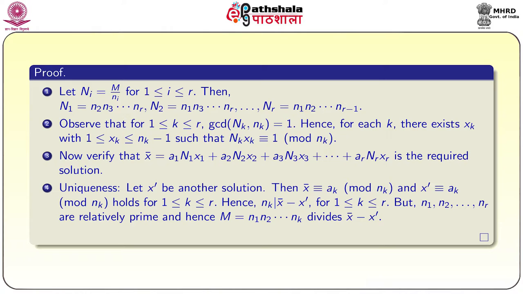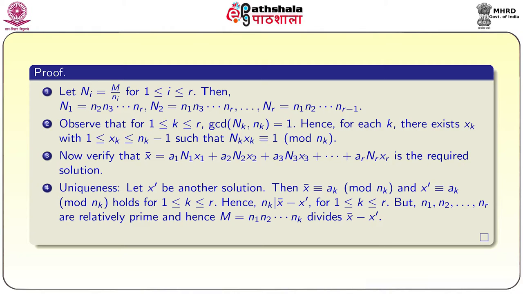So, the solution is easy to see. The construction is very simple. Now, we will go for uniqueness. Let x dash be another solution, then we have x bar congruent to a_k mod n_k for all k and x dash congruent to a_k mod n_k again for all k between 1 and r including 1 and r. Then by definition of congruence, n_k divides x bar minus x dash for all 1 ≤ k ≤ r. But n_1, n_2 and so on n_r are relatively prime. So, m also divides x bar minus x dash.